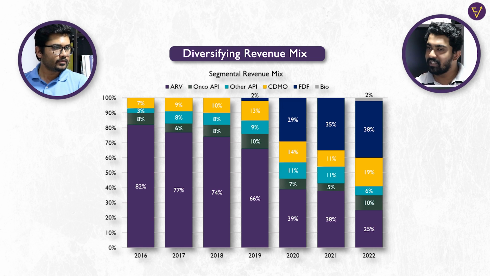Right. But what Laurus ended up doing was that they forward integrated into formulations. So we can see here from 2016 to 2022, the contribution from ARV API has kept reducing, whereas from 2019, their formulations revenue has really ramped up. It was only 2% in 2019, whereas it was 38% in 2022. So all of this API that they used to produce was being captively consumed to manufacture formulations, which is a better margin product for the company, which has resulted in the company increasing its margins over a period of time.